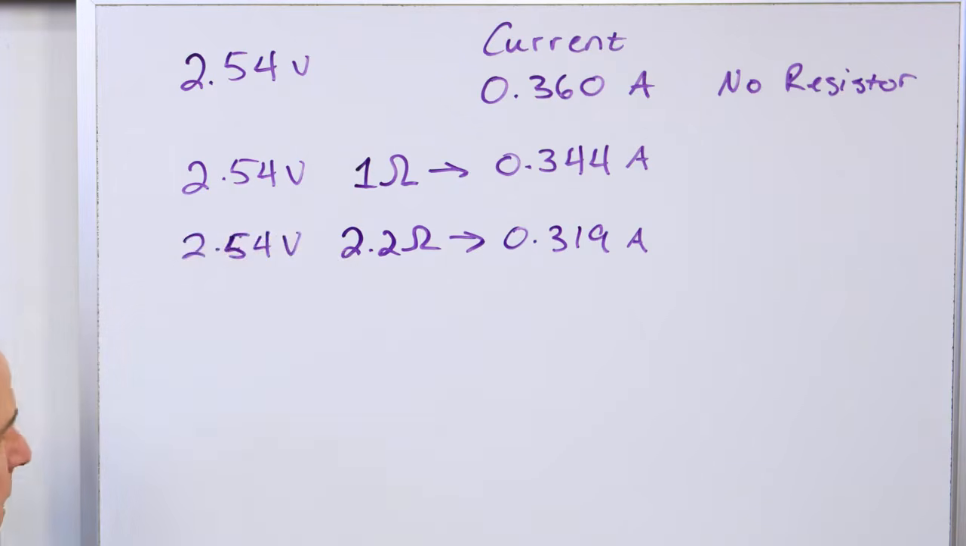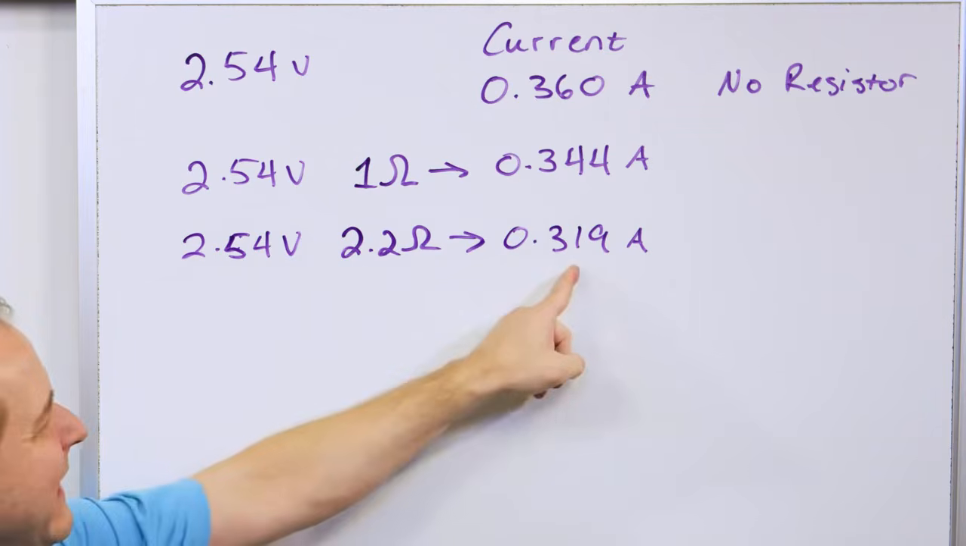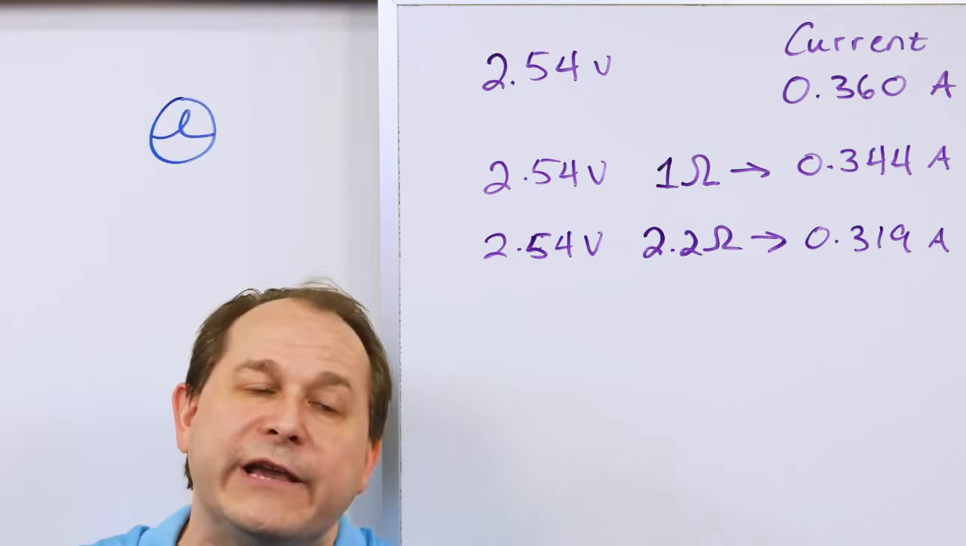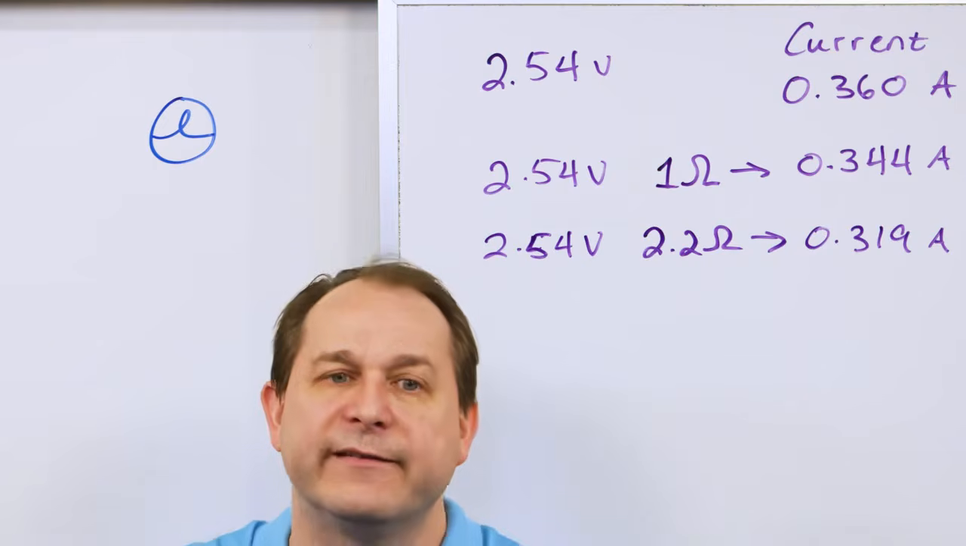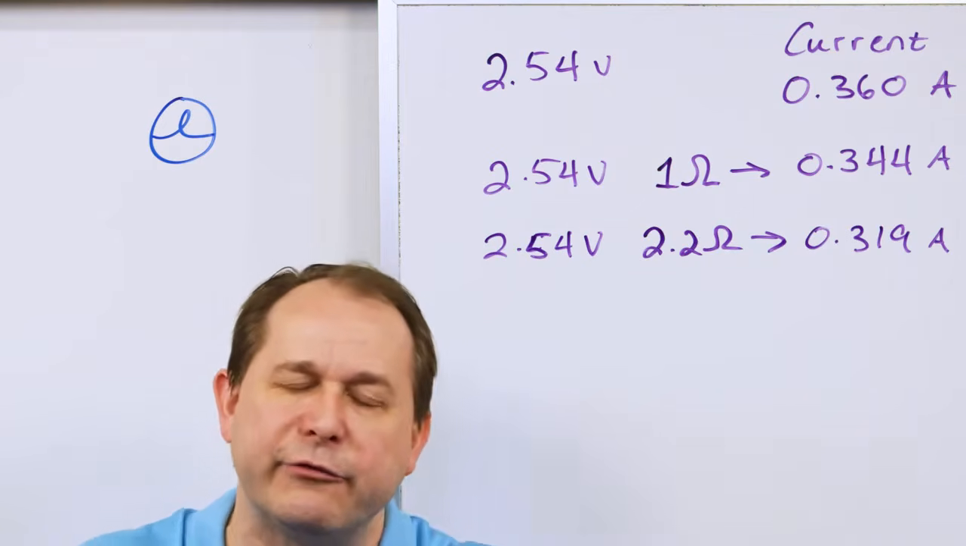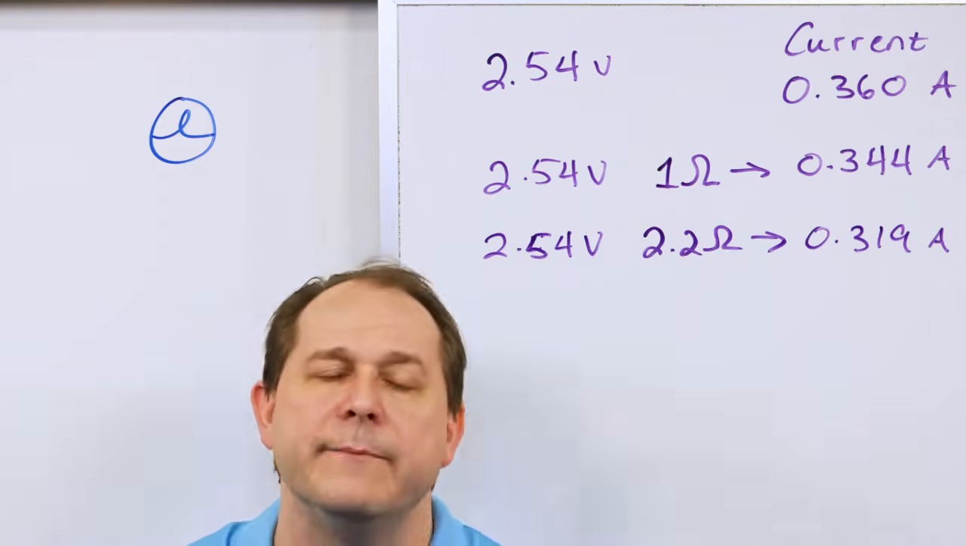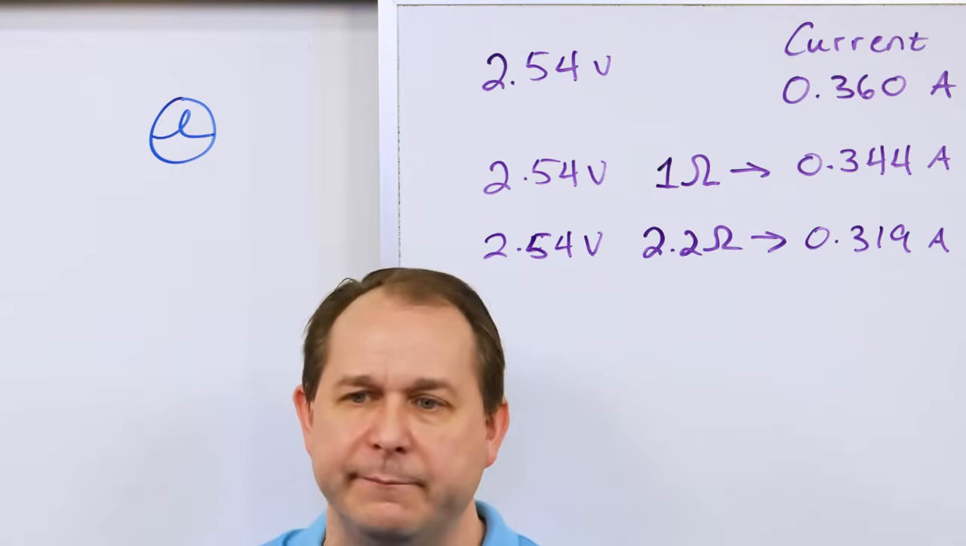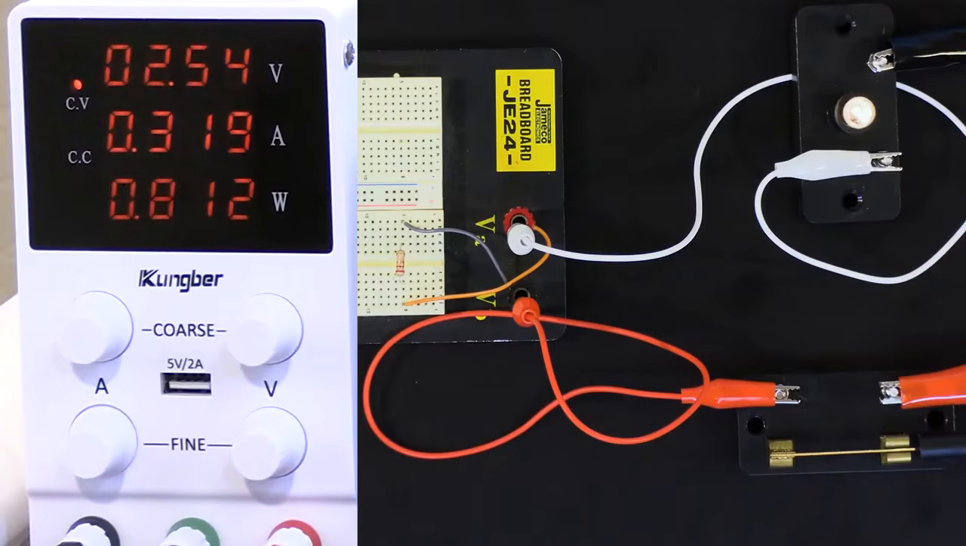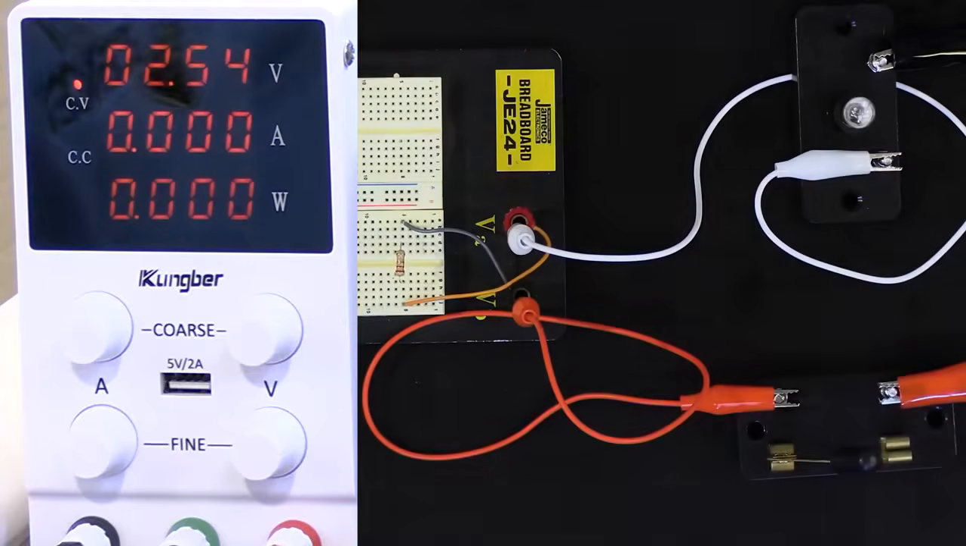But with a higher resistance, I'm getting a lower value of the current. When I increase the resistance in the circuit, it's lowering the current. As I increase the resistance, the current goes down because there's more collisions happening, essentially choking off the current flow. All right, so let's open that guy up.